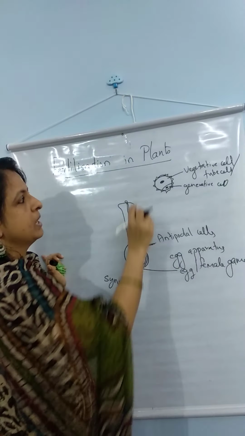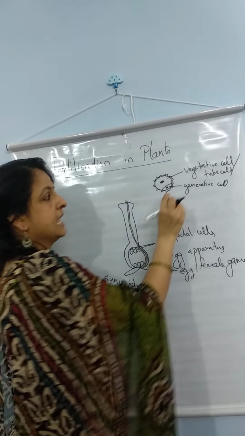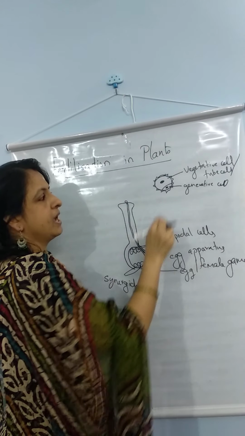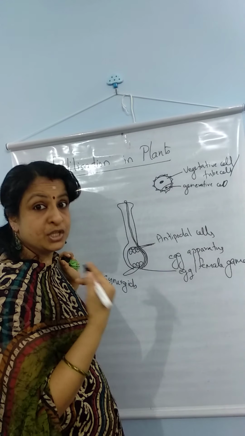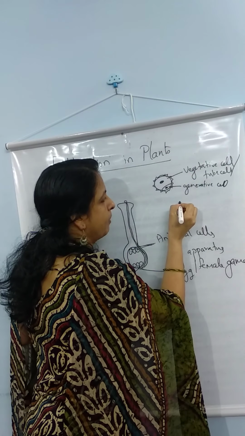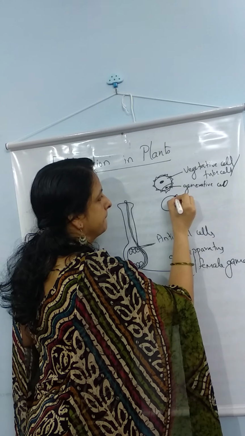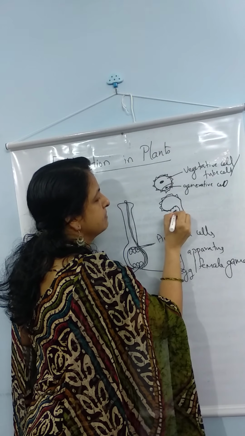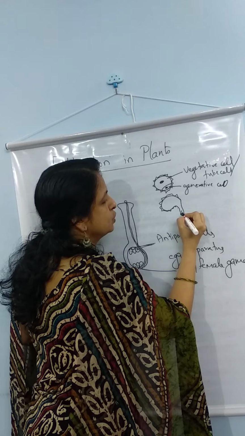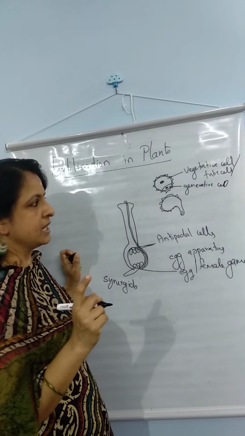So this vegetative cell or tube cell forms the pollen tube. This generative cell will undergo a mitotic division and form 2 male gametes. So pollen tube, stigma. So there are 2 male gametes inside like this. Is this much clear to you?